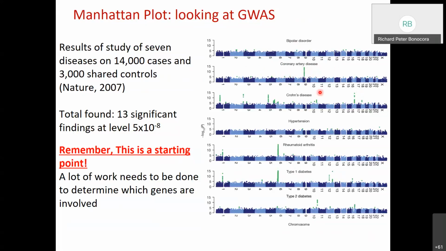Way of interpreting this, like being able to interpret these graphs to look at what regions might be important. Okay. Yeah. Okay. Thank you.